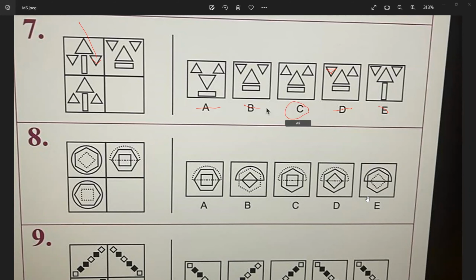Exactly, that is right. Wonderful way of solving these questions, Elise. Thank you. You're welcome. Now please try the next question.